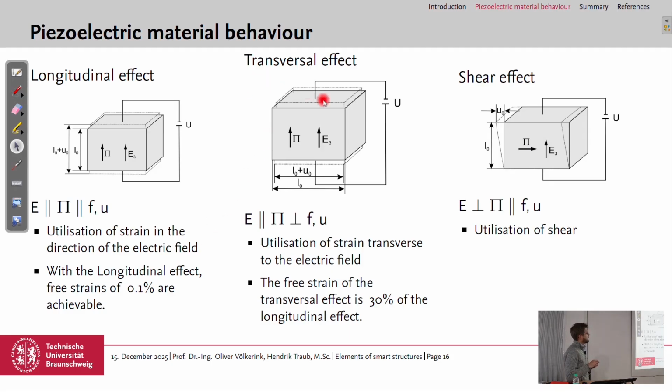Then we have the transversal effect. Here the electric field again is parallel to the polarization direction, but we look at the force and the displacement perpendicular to these two directions. So it's like the Poisson's effect. We have the main deformation and the electric field in this direction, but we want to use it perpendicular to it. So we use the strain transverse to the electric field. This is the transversal effect.